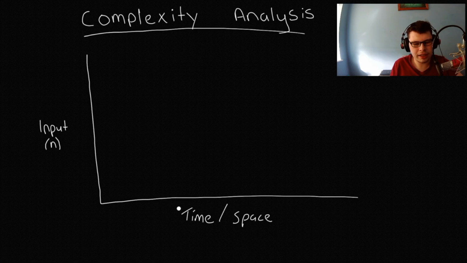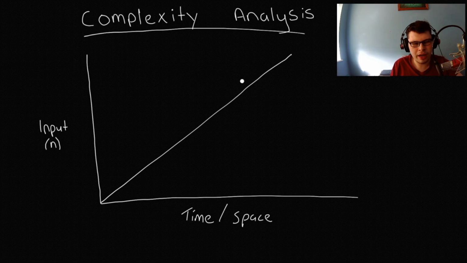And then on this axis we have time or space. And the reason why I'm putting time slash space is because we can do this for time or space. Both of these use the same type of graph, so it could be either or. Now, the first type of graph that you're probably familiar with would be something that looks like this. It's a straight line, right?